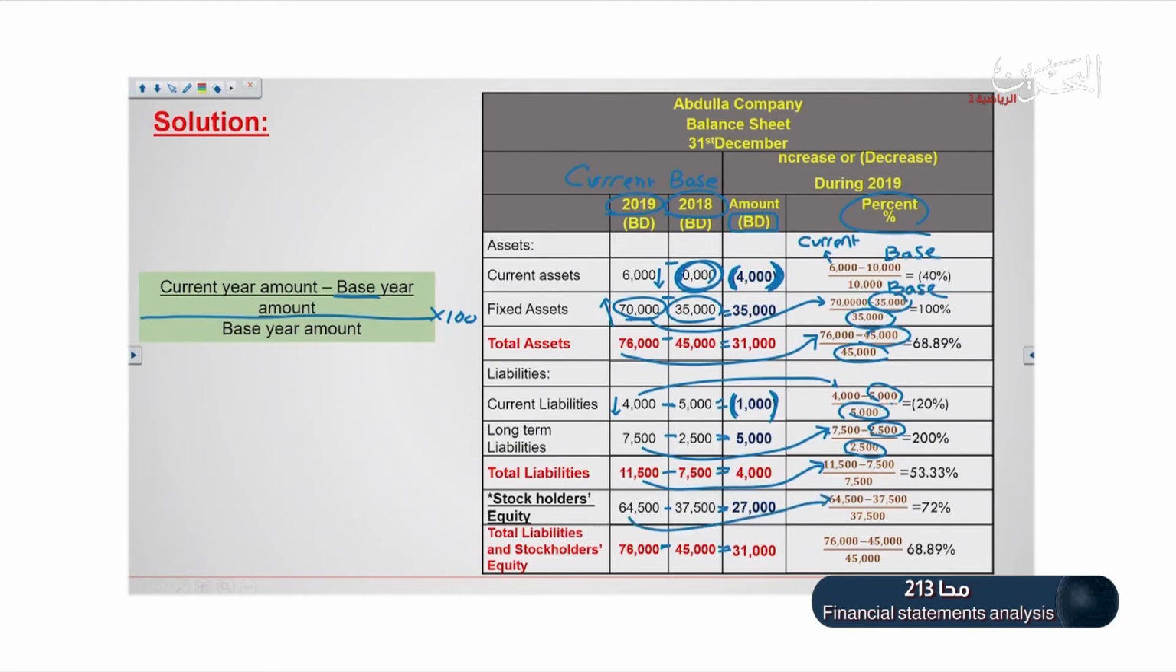We will apply the current year, 64,500 minus 37,500, base year over the base year. And we have the last one, which is total liability and stockholders' equity, minus 45,000 over 45,000 equals 68.89%.